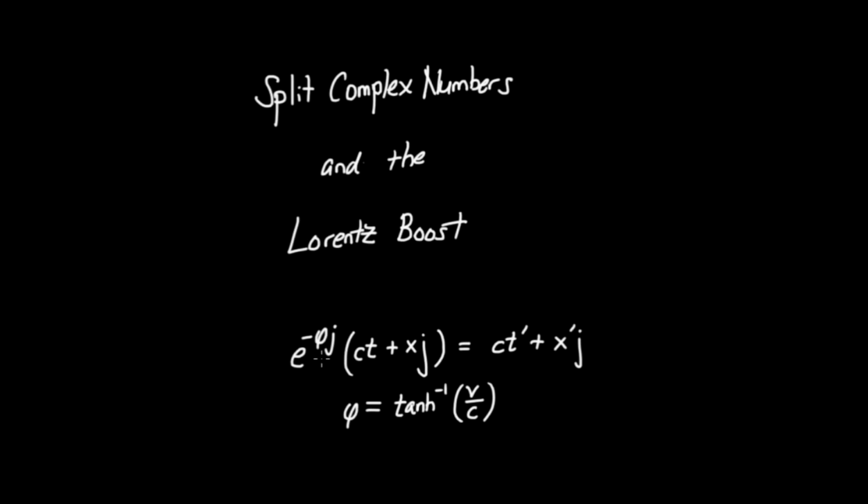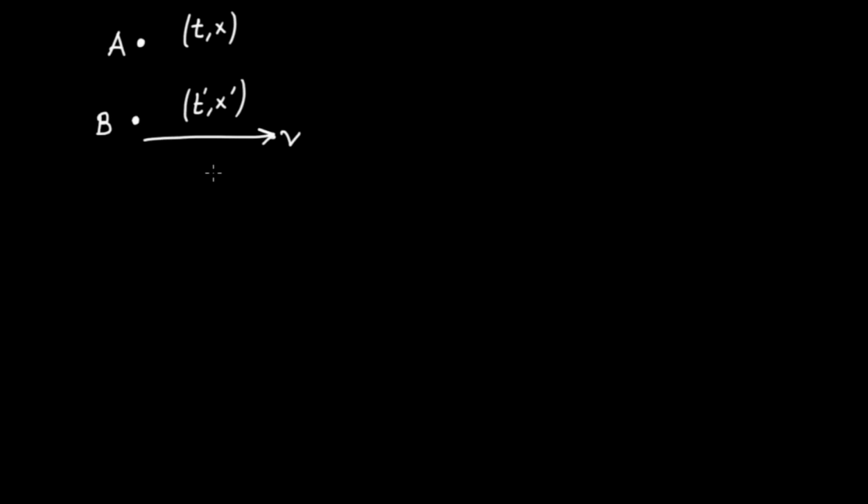And what I'm going to show you is that in one direction, the Lorentz Boost can be written in a very compact equation, which is going to be ct, the speed of light times time, plus x, which is a spatial coordinate, times j, which is the split complex unit, multiplied on the left by e to the minus phi j, where phi is the inverse hyperbolic tangent of v over c, is equal to the boosted coordinates.